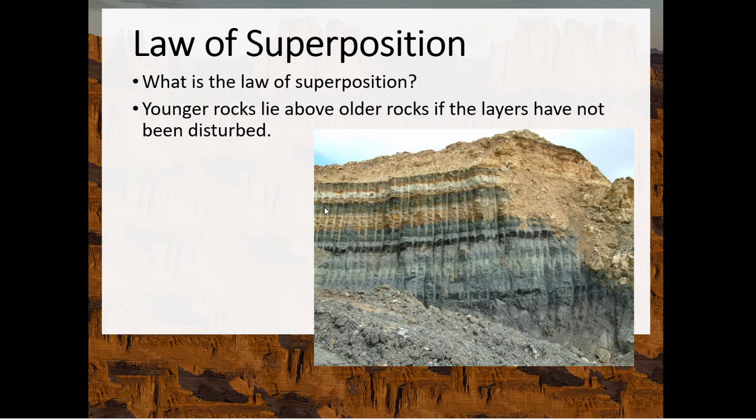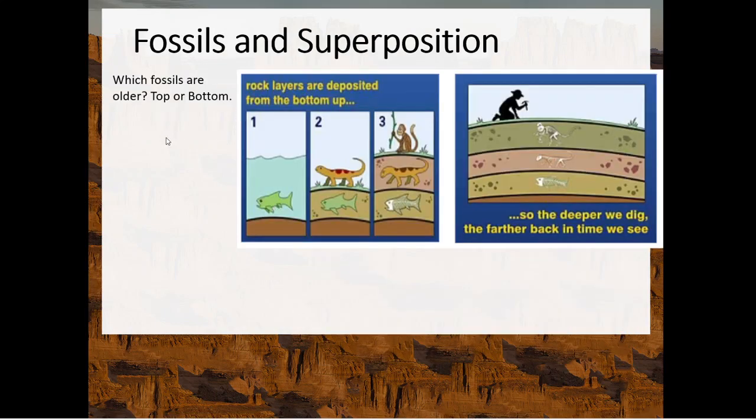So the law of superposition is that younger rocks lie above older rocks if the layers have not been disturbed. So if there hasn't been a huge earthquake or something destroying the layers of rock, as you can see, this rock is cut in. Our older layers are here at the bottom, and the younger ones are up here at the top. These were put there who knows how many thousands, millions of years ago, and these are our newer layers that have come on top. Which fossils are older, top or bottom? Of course, the older ones are going to be our bottom ones.